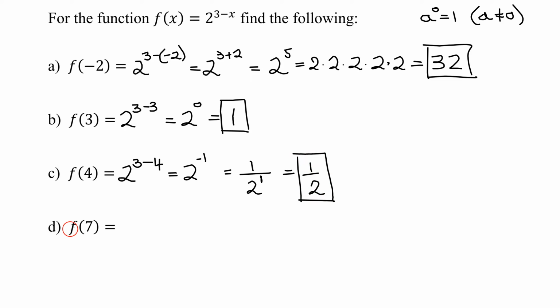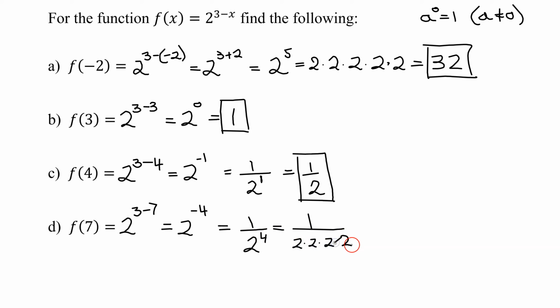And the last one, we have to evaluate f of 7. So that's 2 raised to the 3 minus 7, which is negative 4. Negative exponent again in the numerator, I'm going to have 1 over 2 to the positive exponent, positive 4. So that's 1 over 4 2's multiplied together. Whoops, sorry about that, bad handwriting. So I get 1 over 2 times 2 is 4, times 2 is 8, times 2 is 16. So my answer is 1/16.